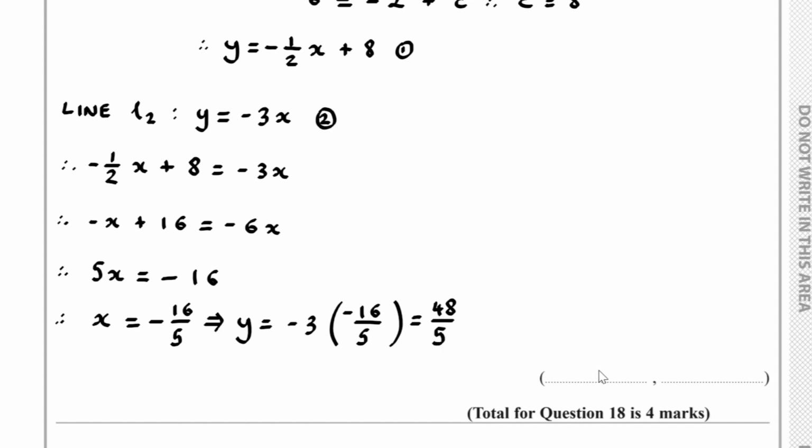So the coordinates of P then, we have negative 16 over 5, and we also have 48 over 5. These are the coordinates.